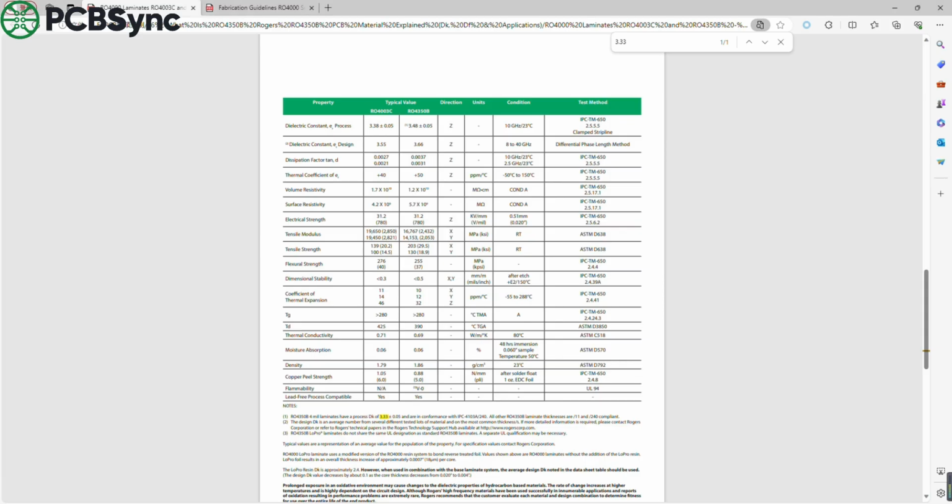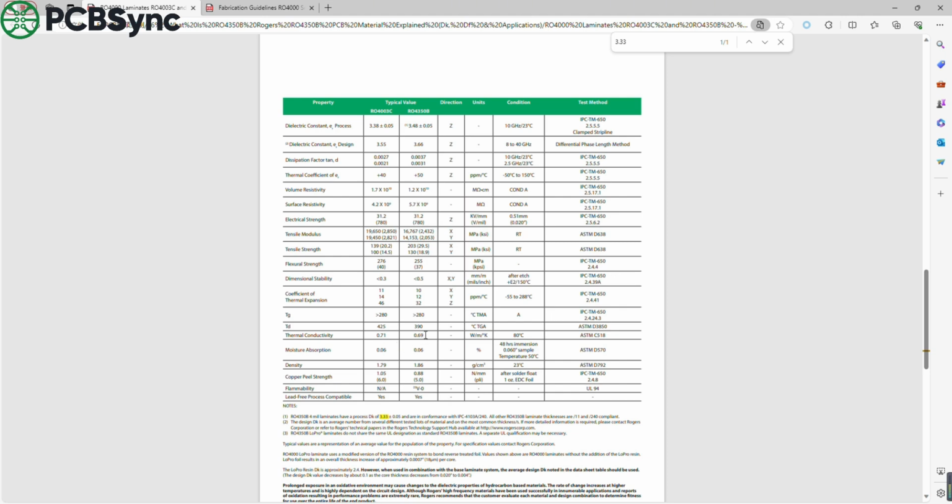Now let's go back to the datasheet. Let's look at the thermal performance. The z-axis coefficient of thermal expansion for RO4350B is 32 parts per million per degree Celsius, while for RO4003C, it's 46 parts per million per degree Celsius. Both materials have a Tg greater than 280 degrees Celsius. The Td of RO4350B is 390 degrees Celsius, and for RO4003C, it's 425 degrees Celsius.